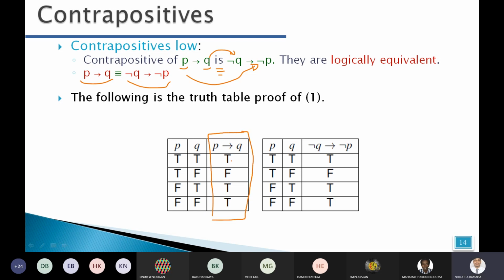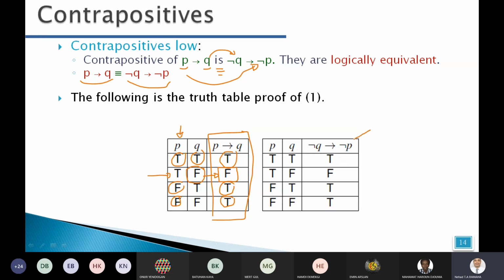But another time, I emphasize here that if you have both sides true, then it's true. If you have P, which is the hypothesis, false, then also the result is true. If P, which is the hypothesis, true, sorry, and the conclusion false, it's the only possibility that you have the result as false.